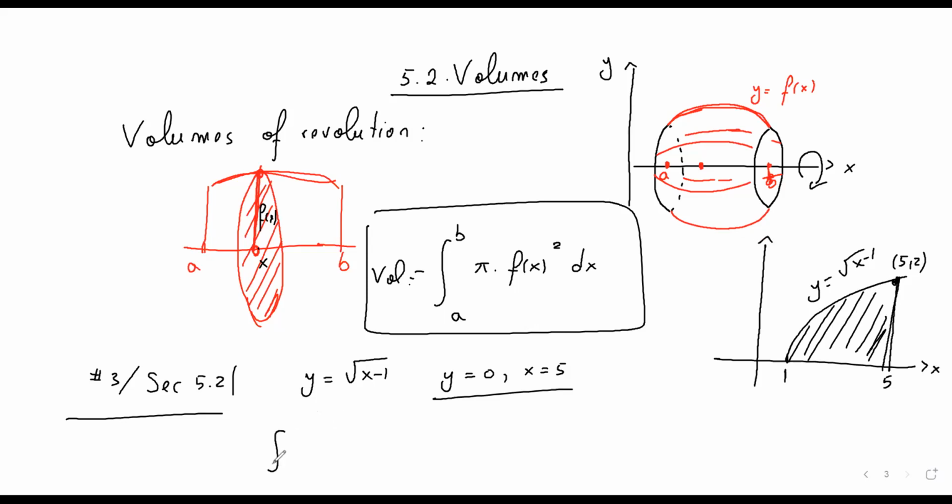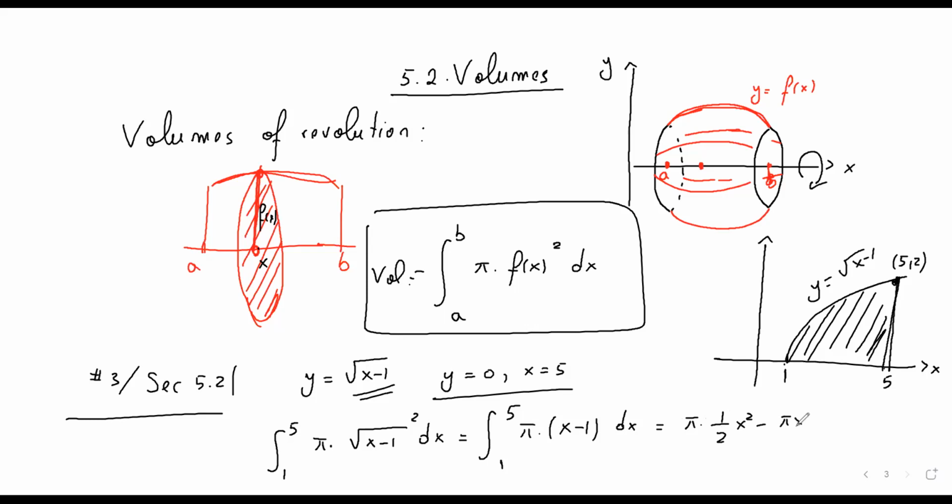Integral from 1 to 5. See, it's still important to find the endpoints, yeah? Pi times f of x, which is square root of x minus 1, squared, which turns out to be a really simple thing: integral from 1 to 5 of pi times x minus 1, dx. And that goes by finding the antiderivative. Remember, pi is a constant, so it's going to be pi times 1/2 x squared minus pi x, that's the antiderivative, from x equals 1 to x equals 5. And that goes by substituting the numbers and calculating the answer.